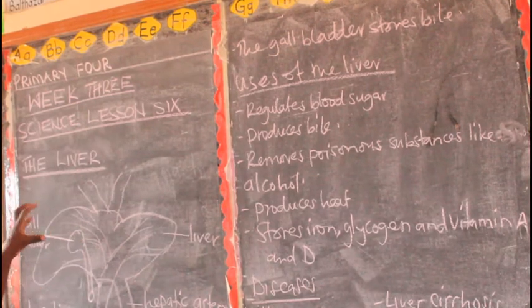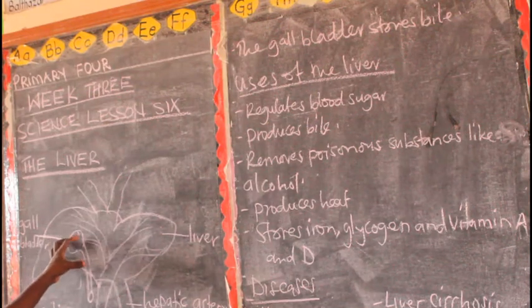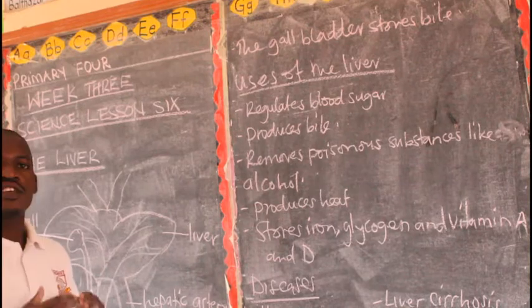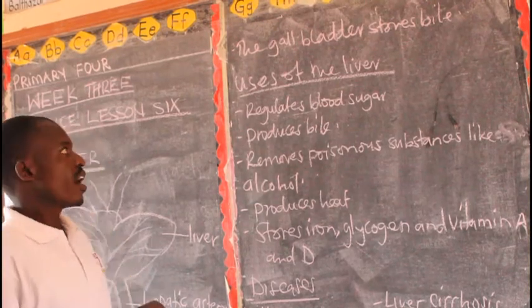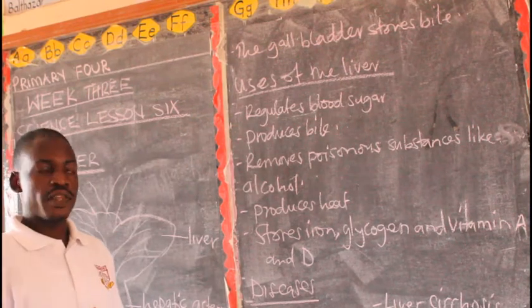Whenever you see the structure of the liver, there's this part which is always drawn on top of it. That's what we call the gallbladder. And the purpose of the gallbladder is to store bile. Now, what is the importance of the liver, or the functions of the liver in our body?